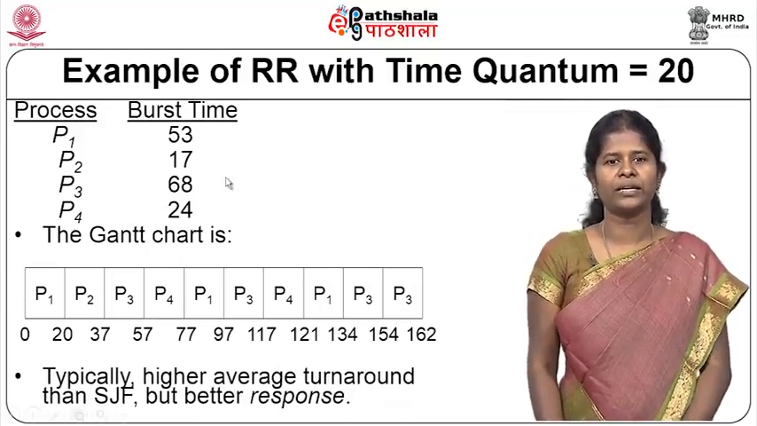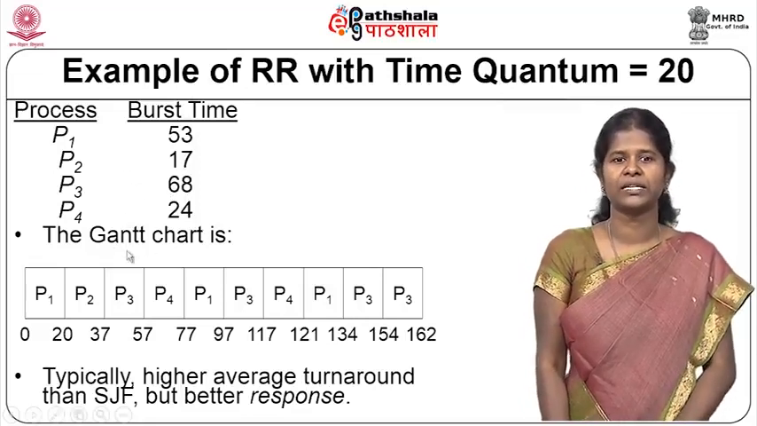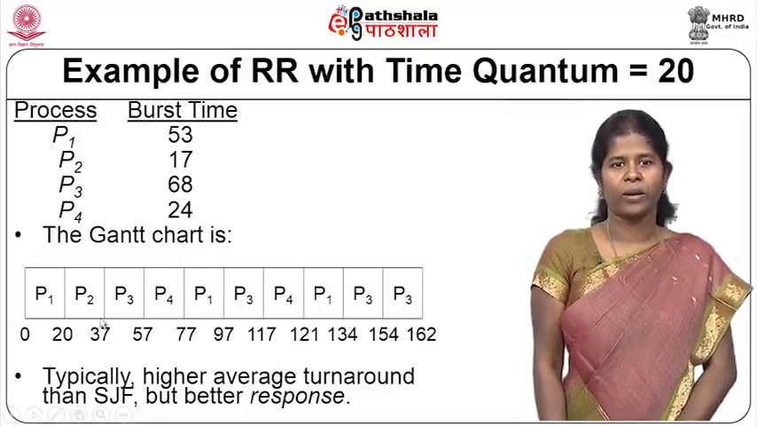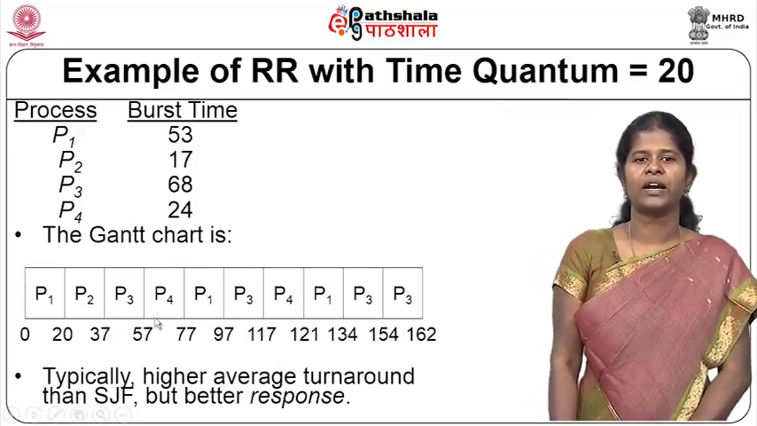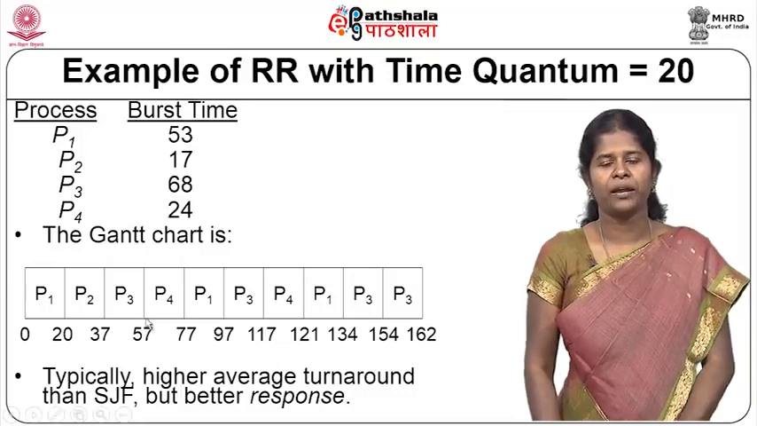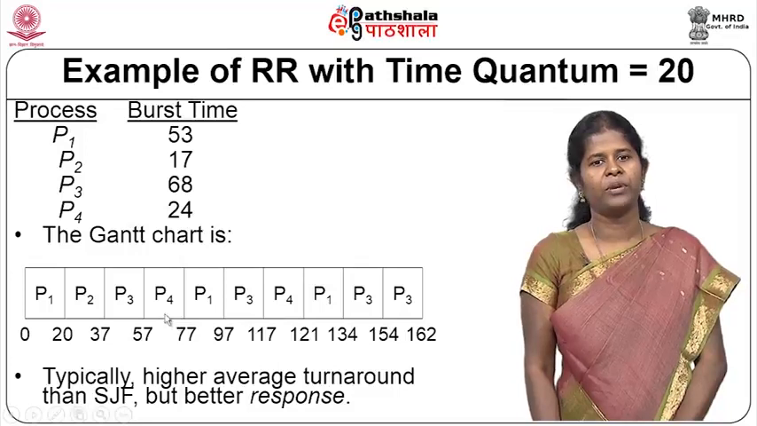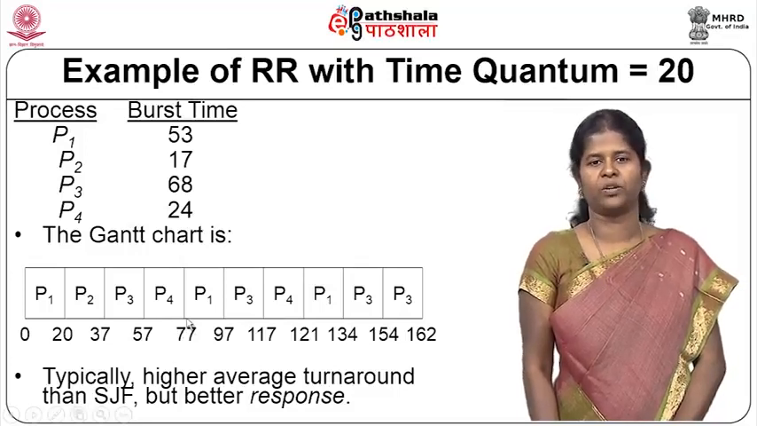Here you can find that P3 needs a burst time of 68 milliseconds, but it will be given only 20 milliseconds because the time quantum is 20. So, it goes from 37 to 57, runs for 20 milliseconds and is then preempted. And then at t equal to 57, P4 is given the CPU. P4 can again run for only 20 milliseconds and then again it will be preempted.